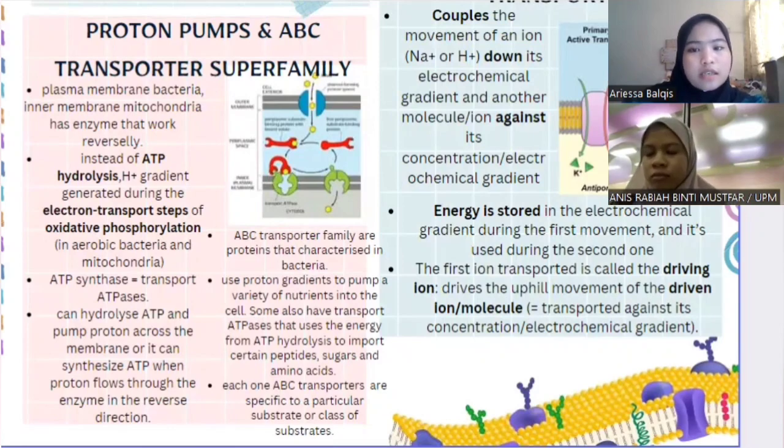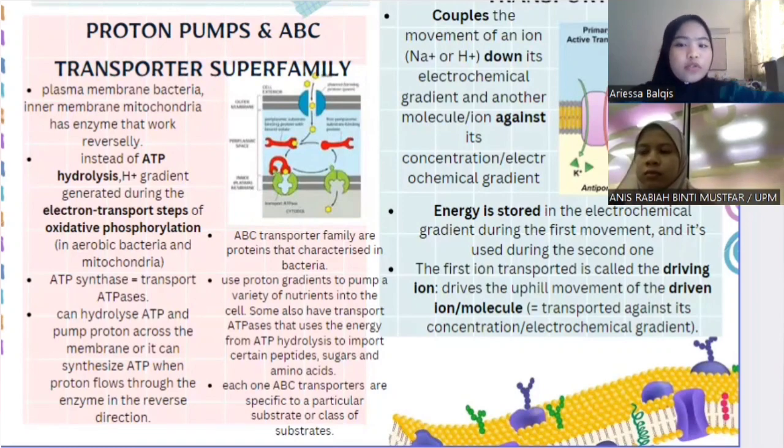This is the last type of carrier protein that was found, and they were characterized in bacteria. The plasma membrane of all bacteria carrier proteins use proton gradients to pump a variety of nutrients into the cell. Some also have transport ATPases that use the energy from ATP to transport sugars, peptides, and amino acids.